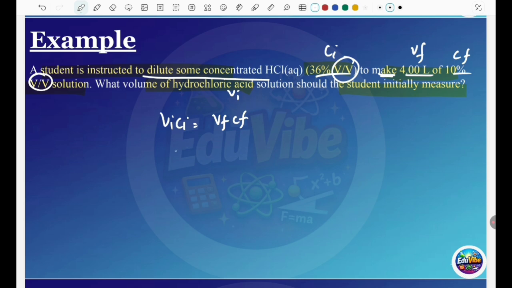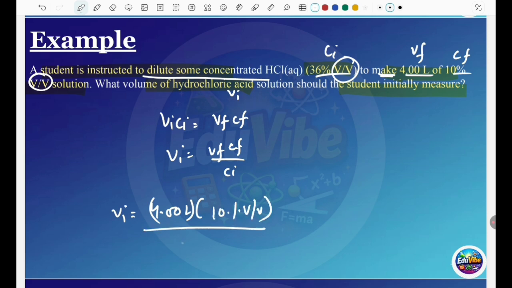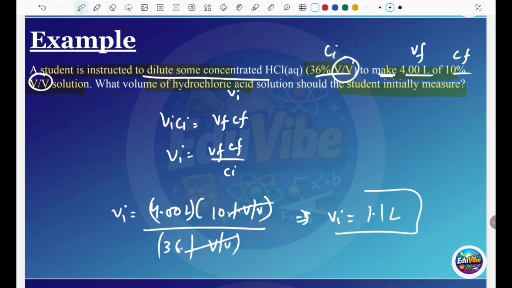We have to find the Vi. So Vi equals Vf Cf upon Ci. Vf is 4.00 liters, Cf is 10% volume by volume, and Ci is 36% V/V. The percent V/V units cancel out. You just do the calculation and you get a Vi of about 1.1 liters.